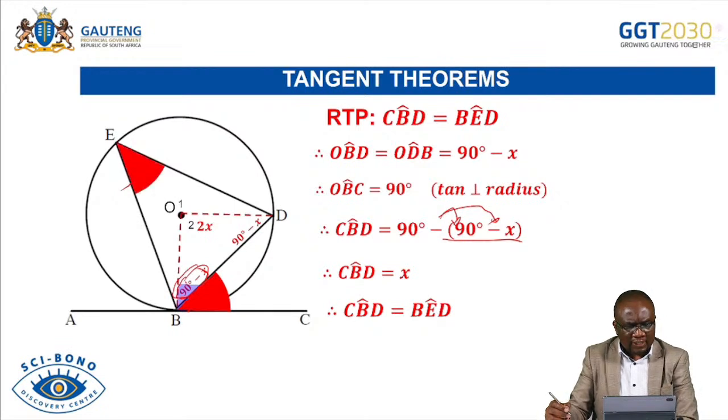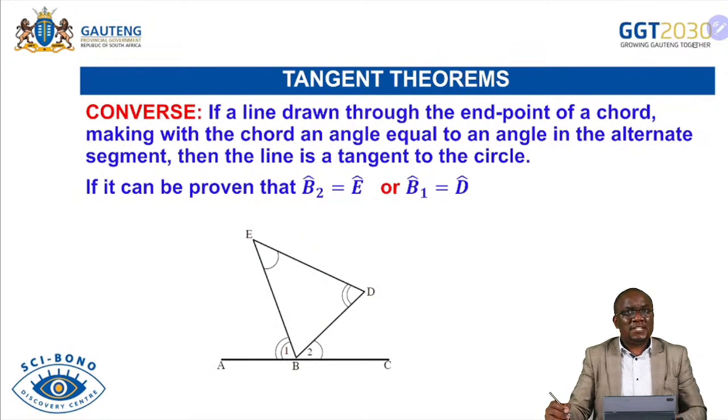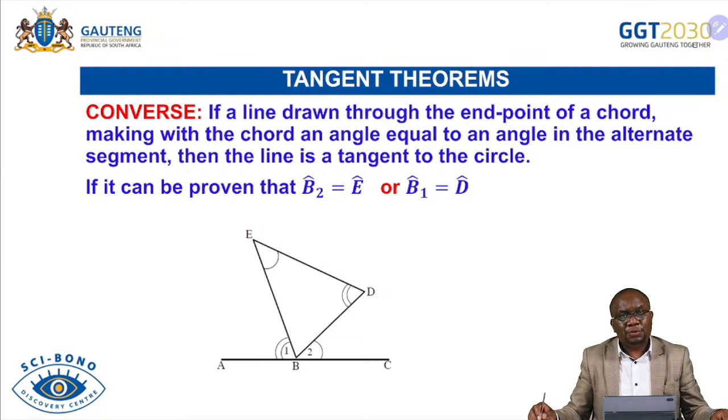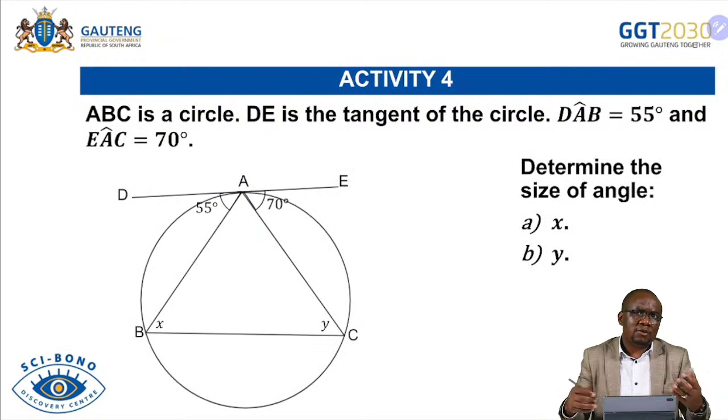Okay, right, now the converse theorem of the tan chord theorem. If a line is drawn through the end point of a chord, making with the chord an angle equal to an angle in the alternate segment, then the line is a tangent to the circle. Okay, that is the converse of the tan chord theorem. So the converse is just the opposite.